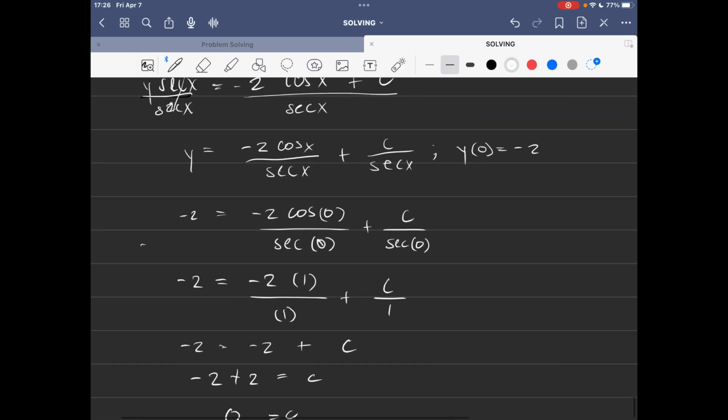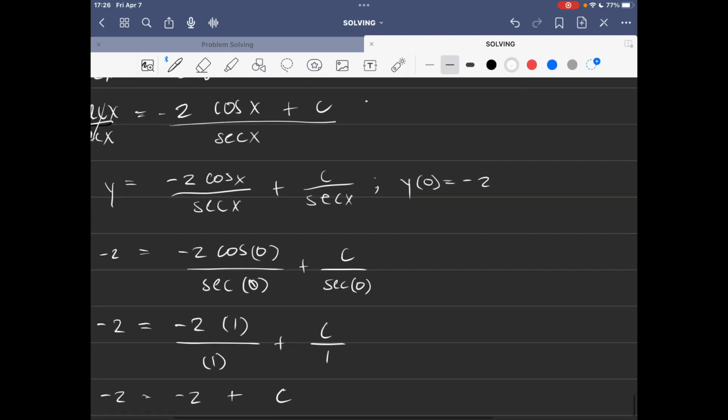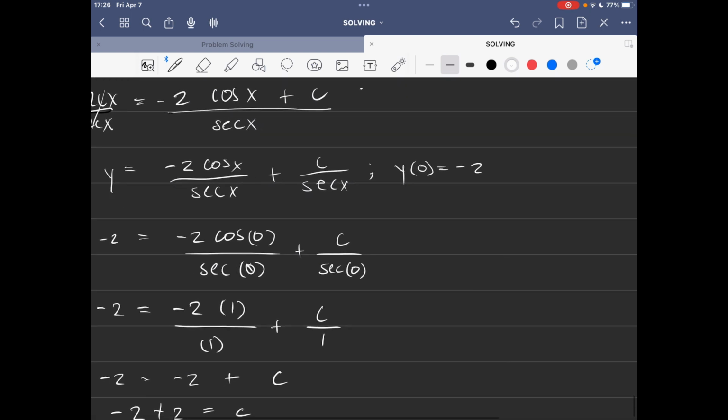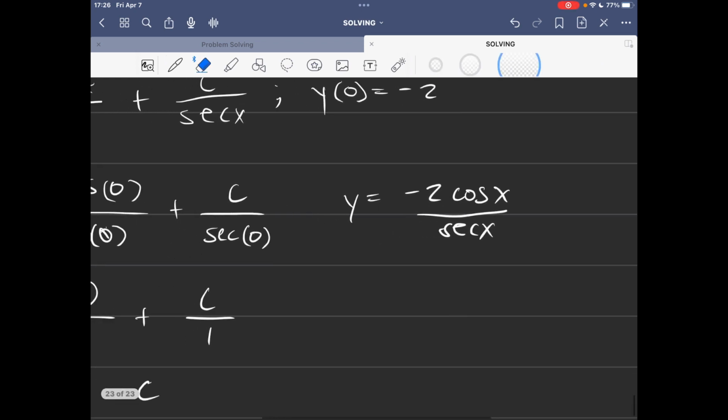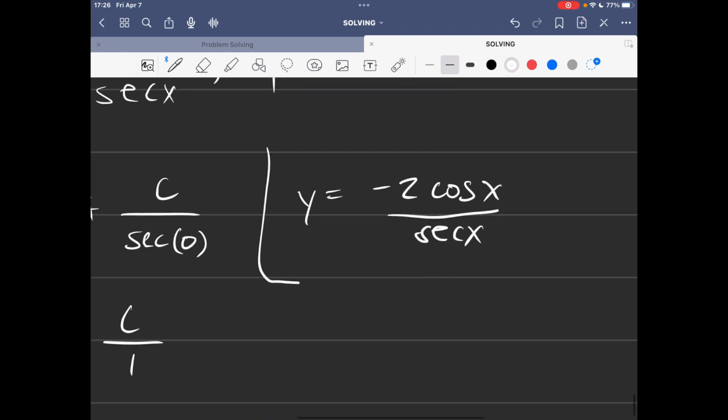So in our solution equation, we get y is equal to negative 2 cos x over secant x plus 0 over secant x, which is still 0. So we don't need to put the 0 here. And that is it for the particular solution.